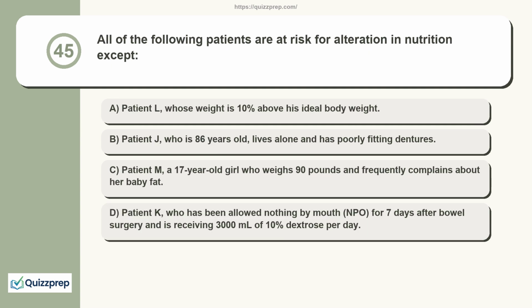Question 45. All of the following patients are at risk for alteration in nutrition except Patient L, whose weight is 10% above his ideal body weight. Patient J, who is 86 years old, lives alone and has poorly fitting dentures. Patient M, a 17-year-old girl who weighs 90 pounds and frequently complains about her baby fat. Patient K, who has been allowed nothing by mouth, NPO, for 7 days after bowel surgery and is receiving 3,000 ml of 10% dextrose per day.